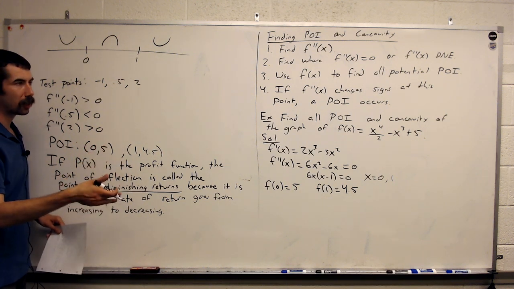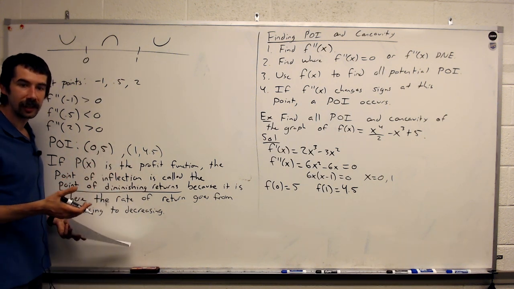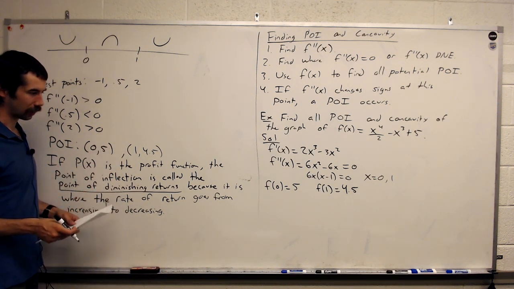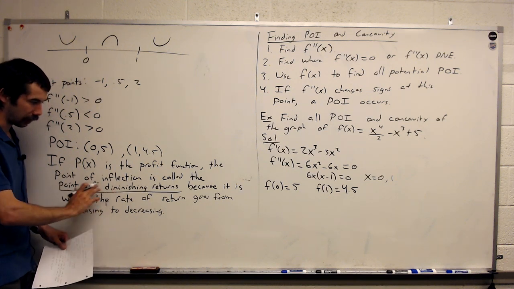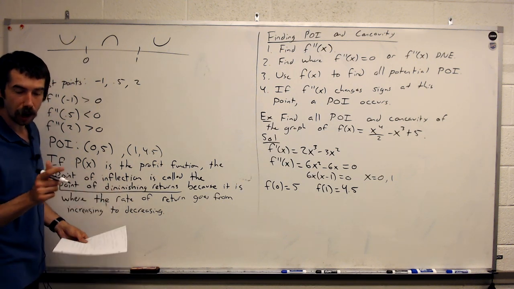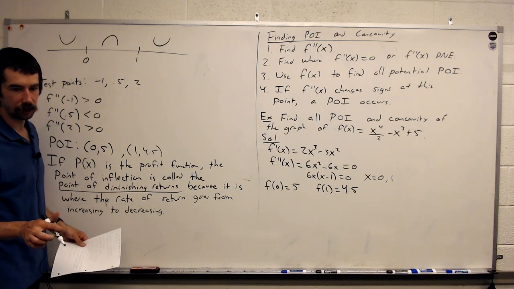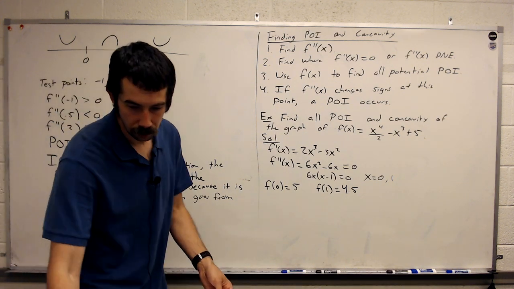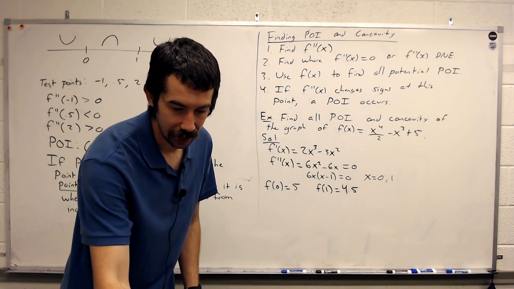Okay, so you will see points of inflection discussed in a business or an economics class, but it might be with this term instead, the point of diminishing returns. But you know that it's just a second derivative. Okay, so let's take a look at an example.